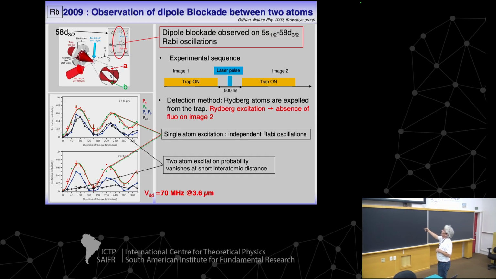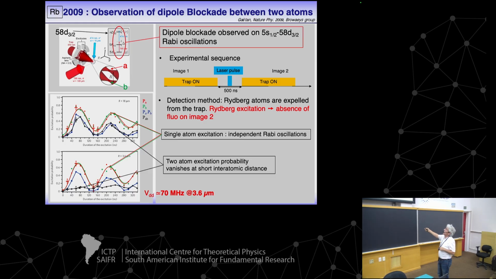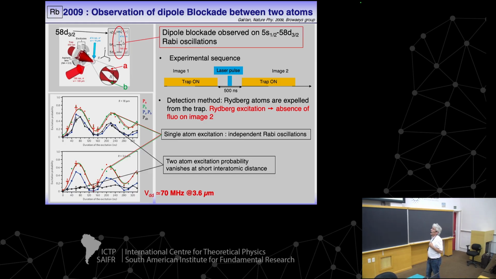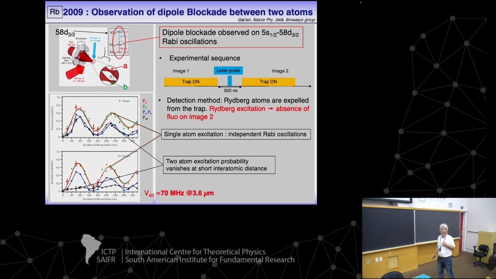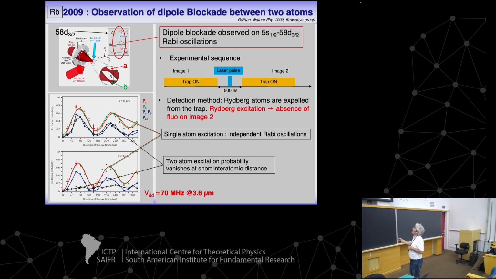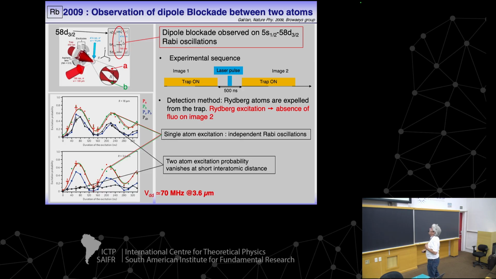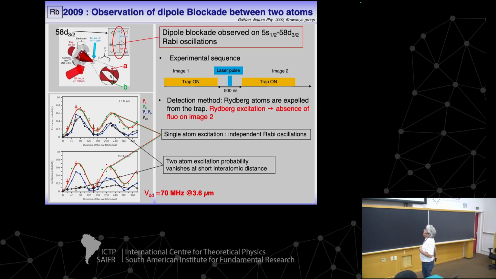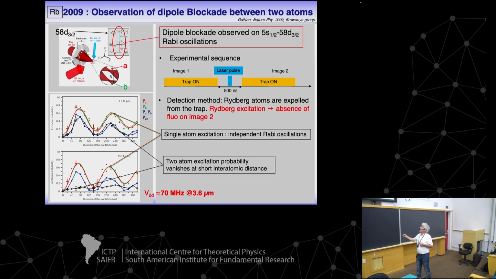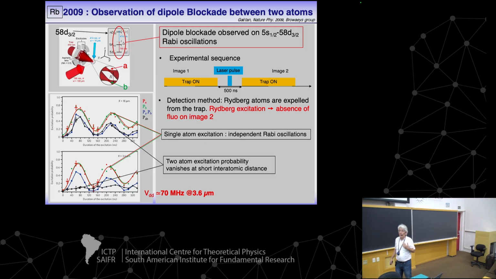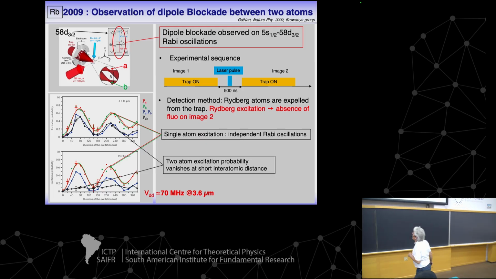So the trap is switched off at some time so that when you send the laser pulse exciting the Rydberg level, you don't have to deal with inhomogeneous light shift induced by the traps. And then after a delay of like 500 nanoseconds, you switch on the trap and you compare what you detect on 2 images, whether the atom which was present on the first image does disappear or not. It's the signal you have as a signature of the excitation of the Rydberg level.